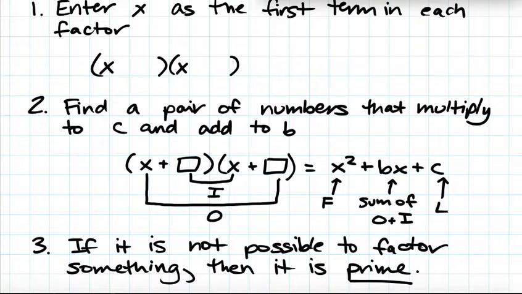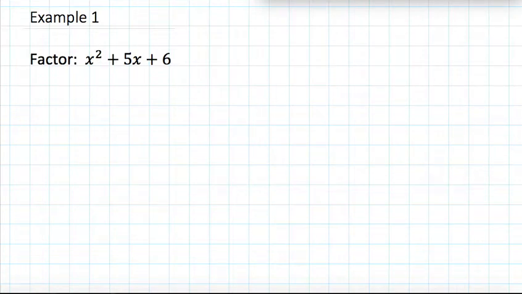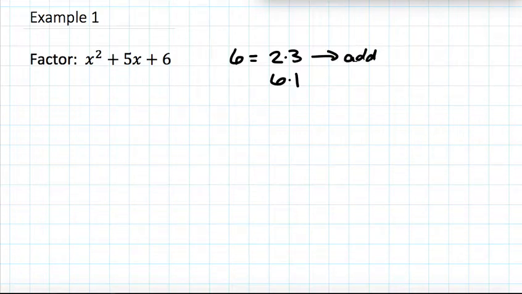So we're going to start by looking at example 1. It says to factor x squared plus 5x plus 6. So our process for this is to start with the c, the number by itself, and think about pairs of numbers that multiply to equal that number. So 6 could be 2 times 3, or it could be 6 times 1. Now, what I need to look for is which of these pairs of numbers add to 5. 2 plus 3 is 5, 6 plus 1 is 7. So the answer is 2 plus 3.